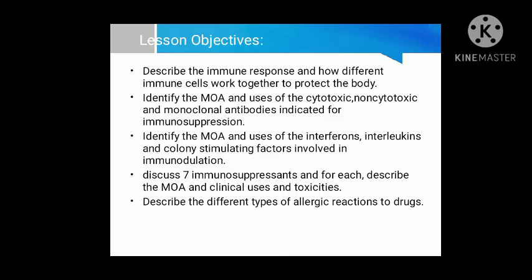Third, identify the mechanism of action and uses of the interferons, interleukins, and colony-stimulating factors involved in immunomodulation. Fourth is discuss the 7 immunosuppressants and for each describe the mechanism of action, clinical uses, and toxicities. And lastly, we have to describe the different types of allergic reactions to drugs.